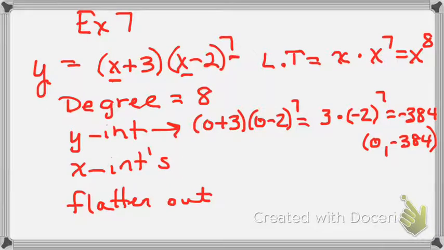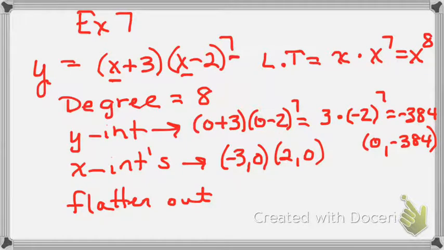Okay, so x-intercepts. To find x-intercepts, I let y be 0. And if I let y be 0, that means I have two things multiplied together, or the answer is a 0. The only way that will ever happen is if this parentheses turns out to be a 0, or this parentheses turns out to be a 0. What would make this one turn out to be a 0? What would make this one turn out to be a 0? So negative 3 and 2. So I have negative 3 comma 0 and 2 comma 0.